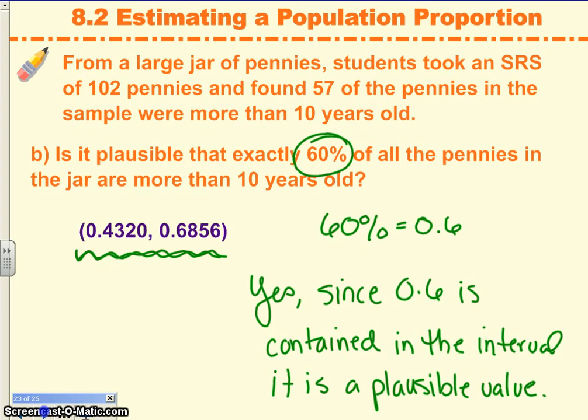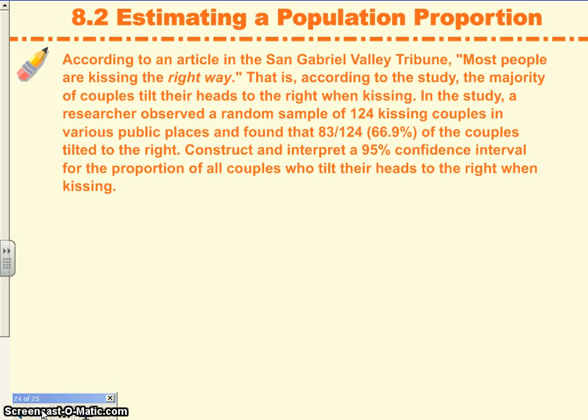Let's do one more fun example before you're set out on your own. According to an article in the San Gabriel Valley Tribune, most people are kissing the right way. That is, according to the study, the majority of couples tilt their heads to the right when kissing. In the study, a researcher observed a random sample of 124 kissing couples in various public places and found that 83 out of 124, or 66.9%, of the couples tilted to the right. Construct and interpret a 95% confidence interval for the proportion of all couples who tilt their heads to the right when kissing.